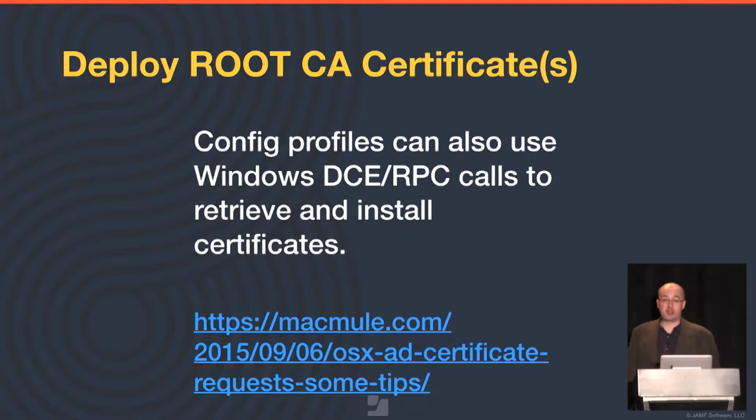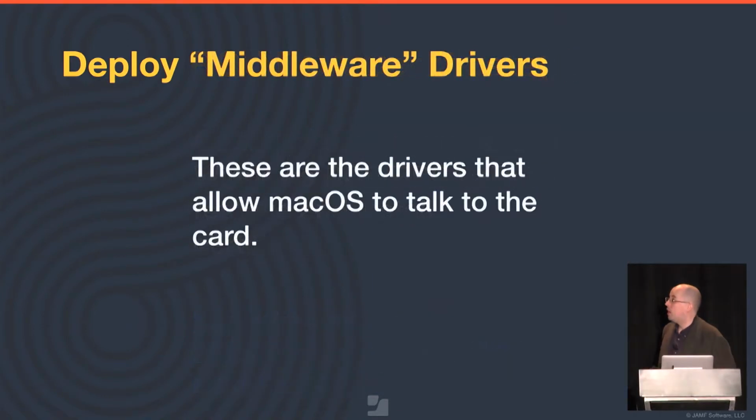So once you've got your certificates on board and deployed to your system, you're now going to have to think about the middleware drivers. This goes back to the whole token D thing. This is how you make the card able to be recognized by the system.